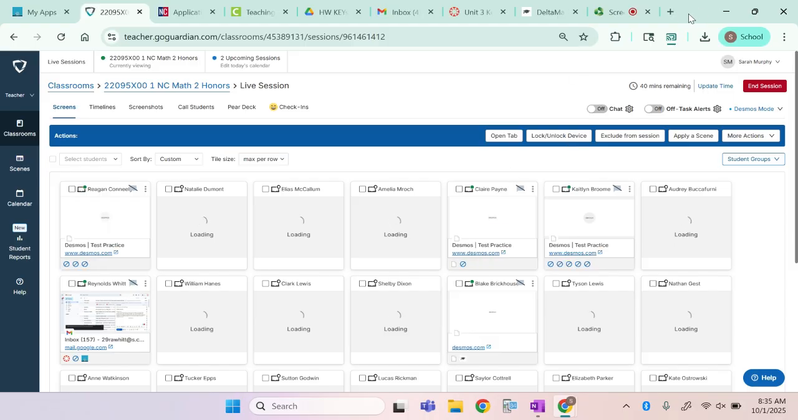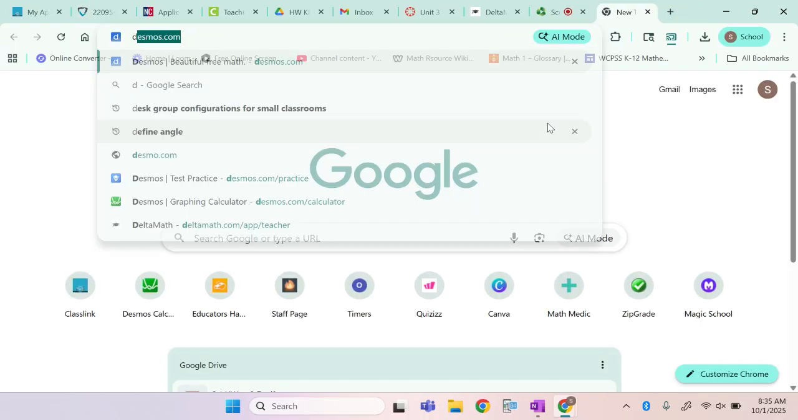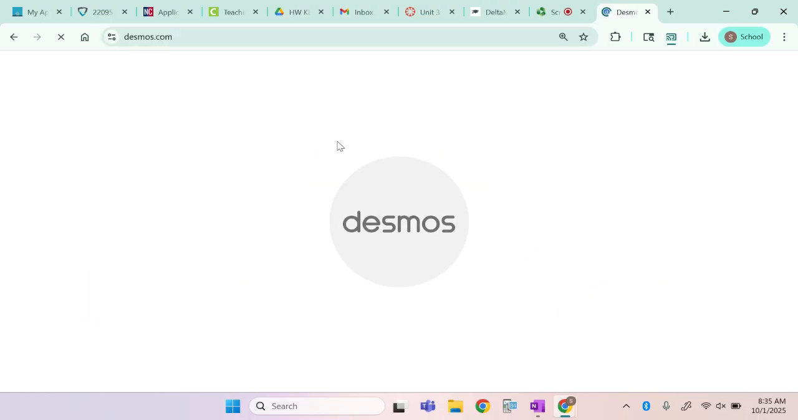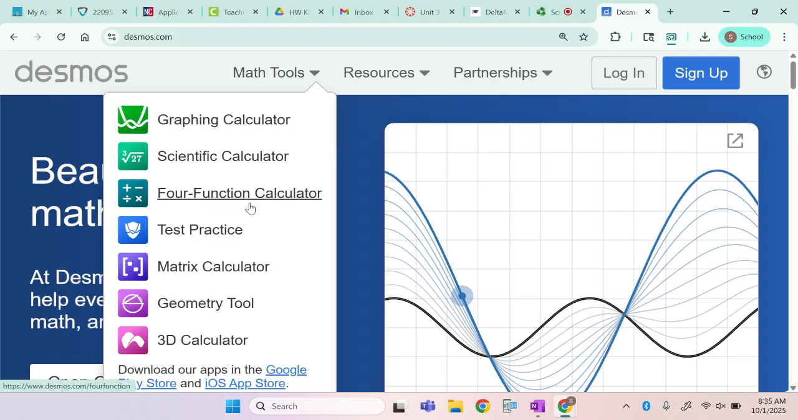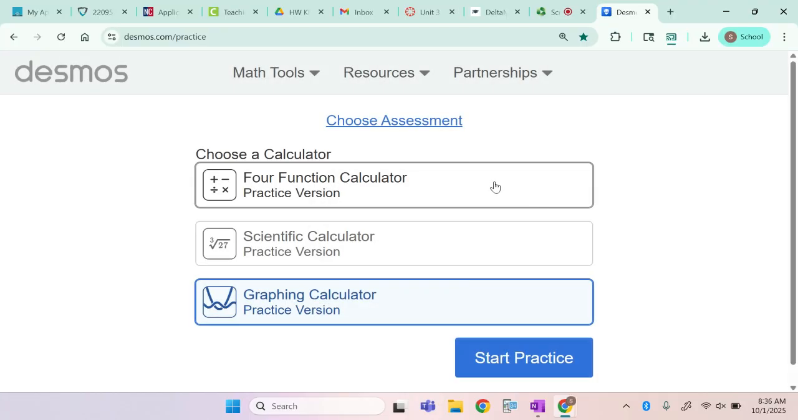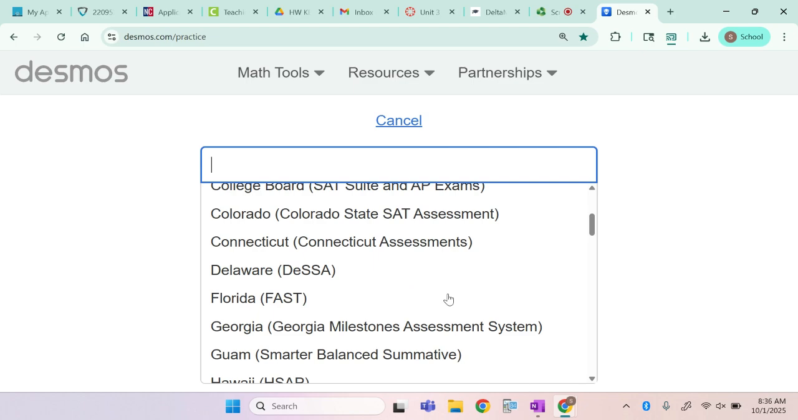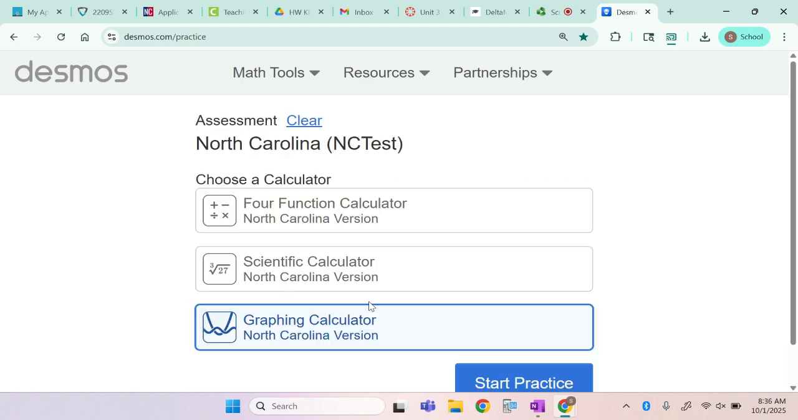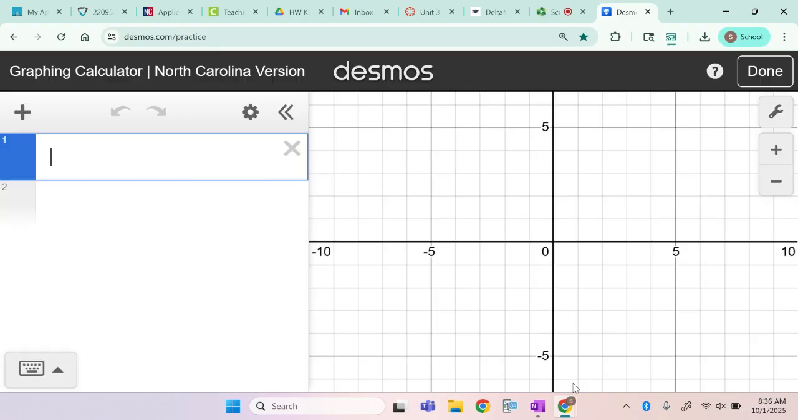So Desmos should automatically open up for you. It's the testing version. So how this works is, when it opens for you, as soon as it loads, choose assessment, scroll down till you see North Carolina, click it, make sure graphing calculator is highlighted, and then hit start practice. All right, this is the exact calculator that you'll see on your Math 3 EOC. It's the one you saw on your Math 1 EOC. The one with the green bar is actually the outdated version.